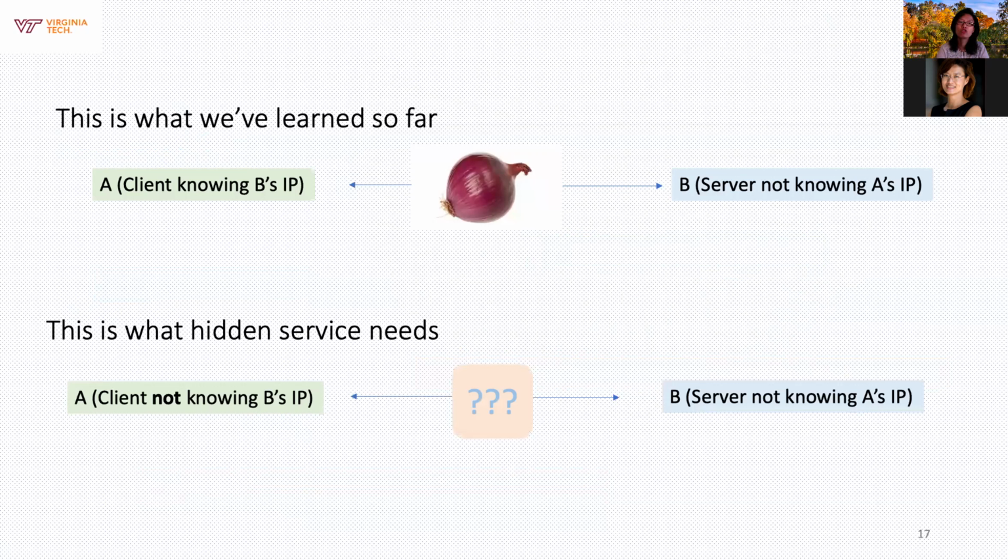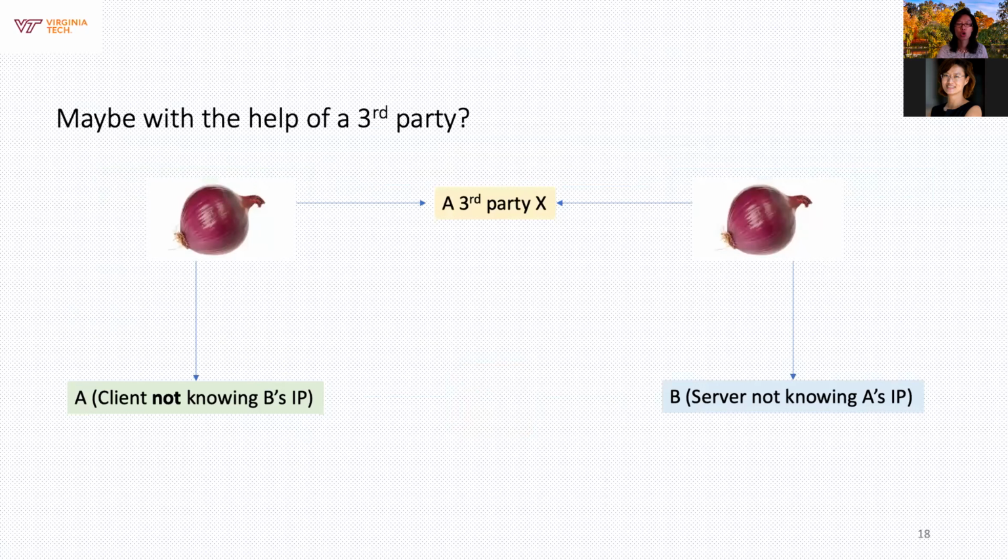What we have learned so far is this one-way, asymmetric onion routing. One side is anonymous, the server is not anonymous. Now we want symmetric anonymity, where both sides are hidden. So how can we do it? Let's think a little bit. How can we do it?